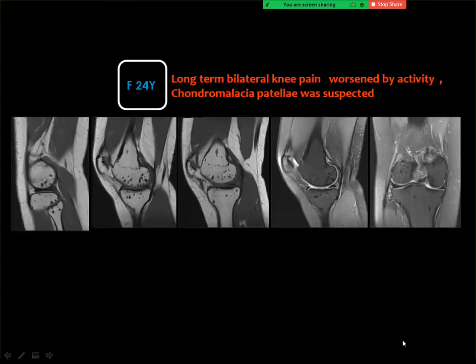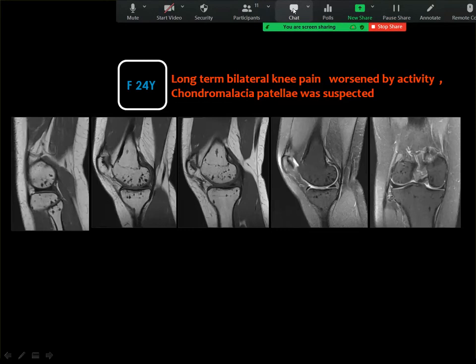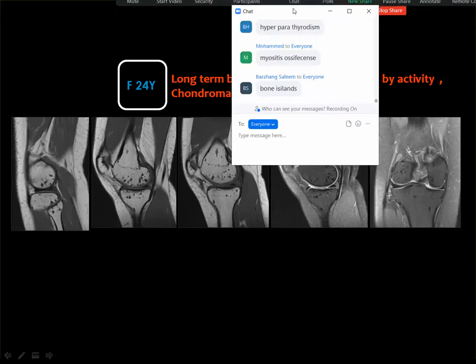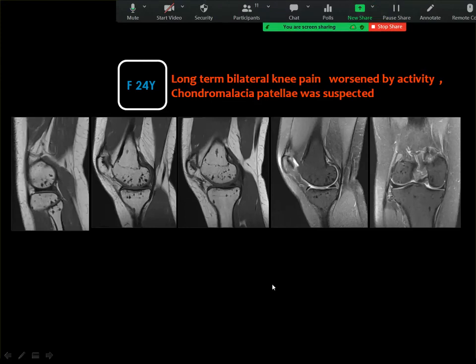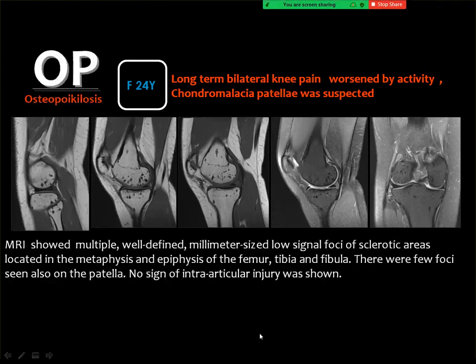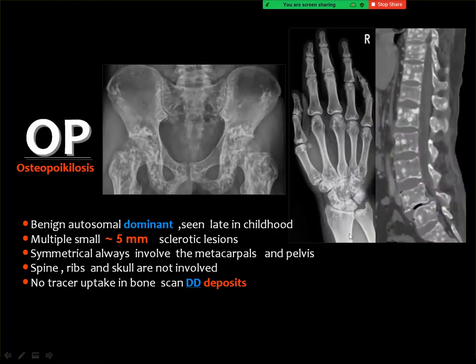Good answer. This female, 24 years old, with long-term bilateral knee pain, worsened by activity, suspected to have chondromalacia patella. Bone islands, and whenever these osteopoikilosis, yes, this is the right answer. Osteopoikilosis, multiple bone islands, extensively distributed everywhere in the body, particularly in the pelvis and in the hands.